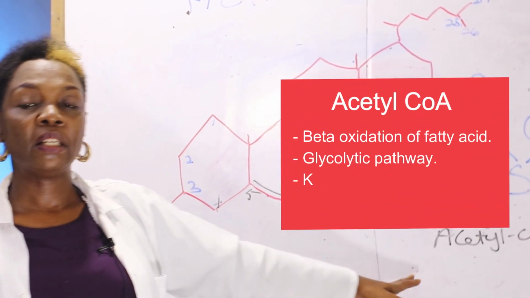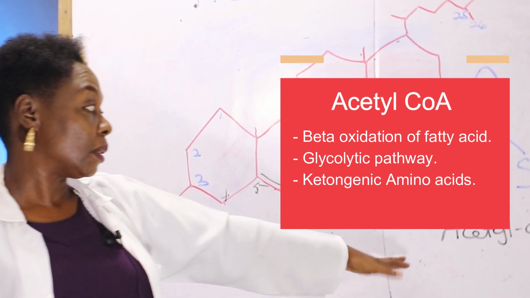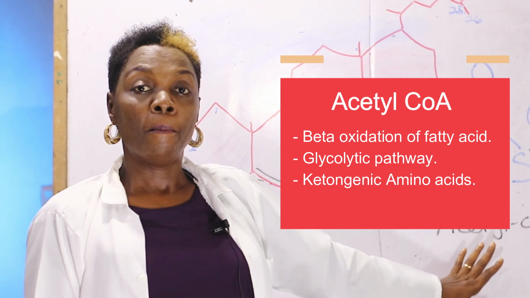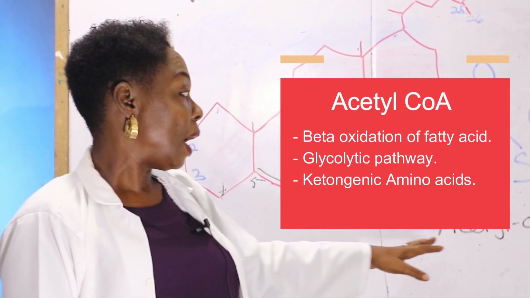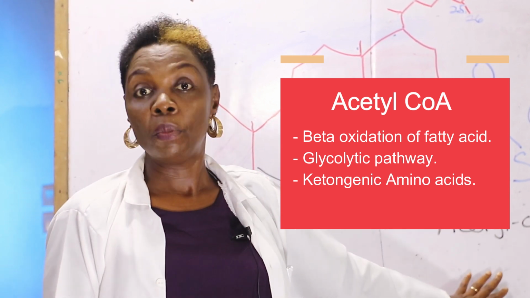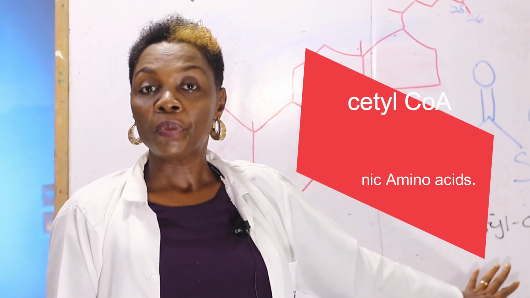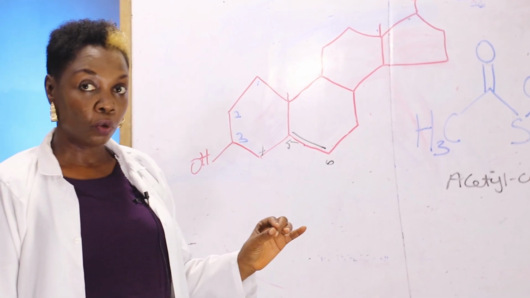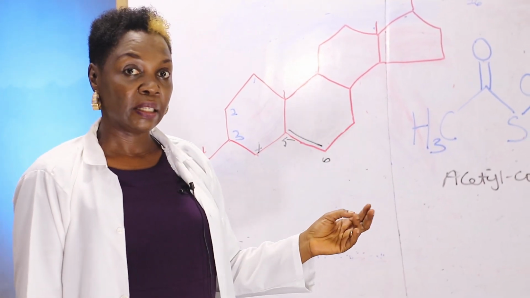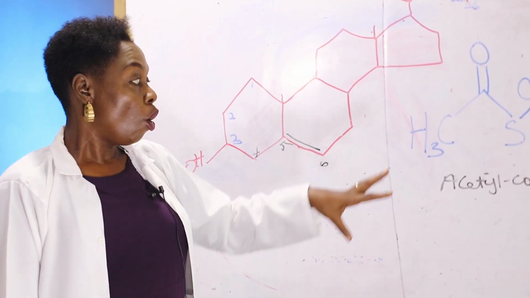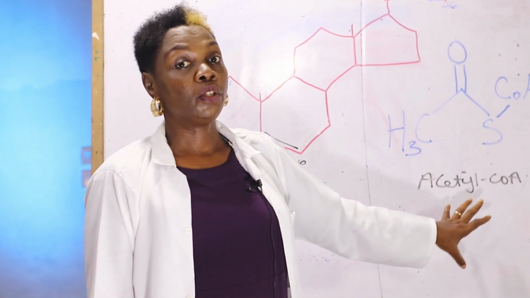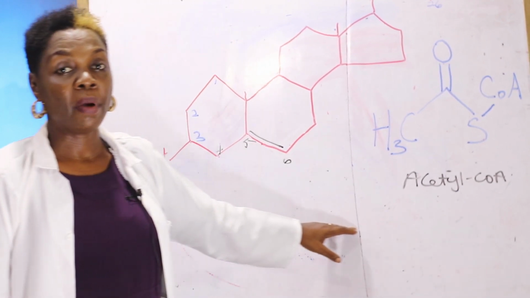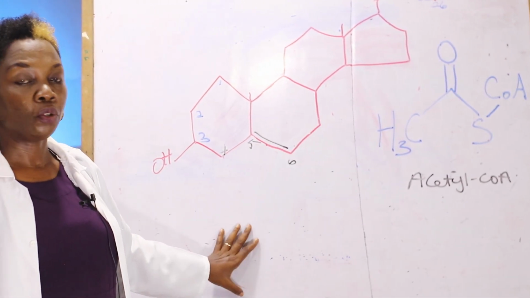Acetyl-CoA can be gotten from beta oxidation of fatty acids, and from the glycolytic pathway, where pyruvate is oxidized. Acetyl-CoA can also be gotten from ketogenic amino acids. These reactions occur in the cytosol, where beta oxidation of fatty acids and oxidation of pyruvate take place. When acetyl-CoA is formed in the mitochondria, it moves from the mitochondria to the cytosol.